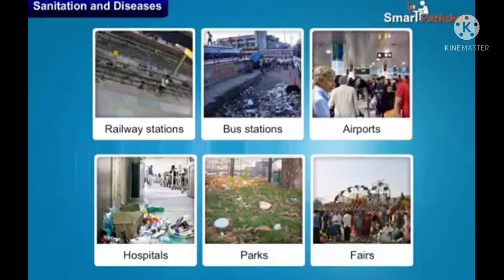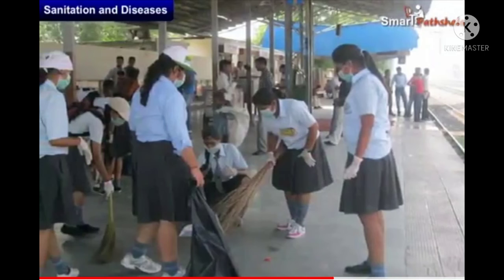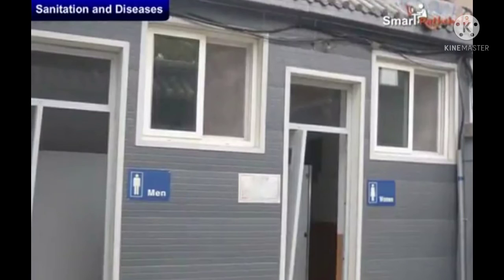We know that railway stations, bus stations, airports, hospitals are very busy places. Thousands of people visit them daily. Large amount of waste is generated here. It must be disposed of properly, otherwise infectious diseases could break out. The government has laid down certain standards of sanitation, but unfortunately they are not strictly enforced.